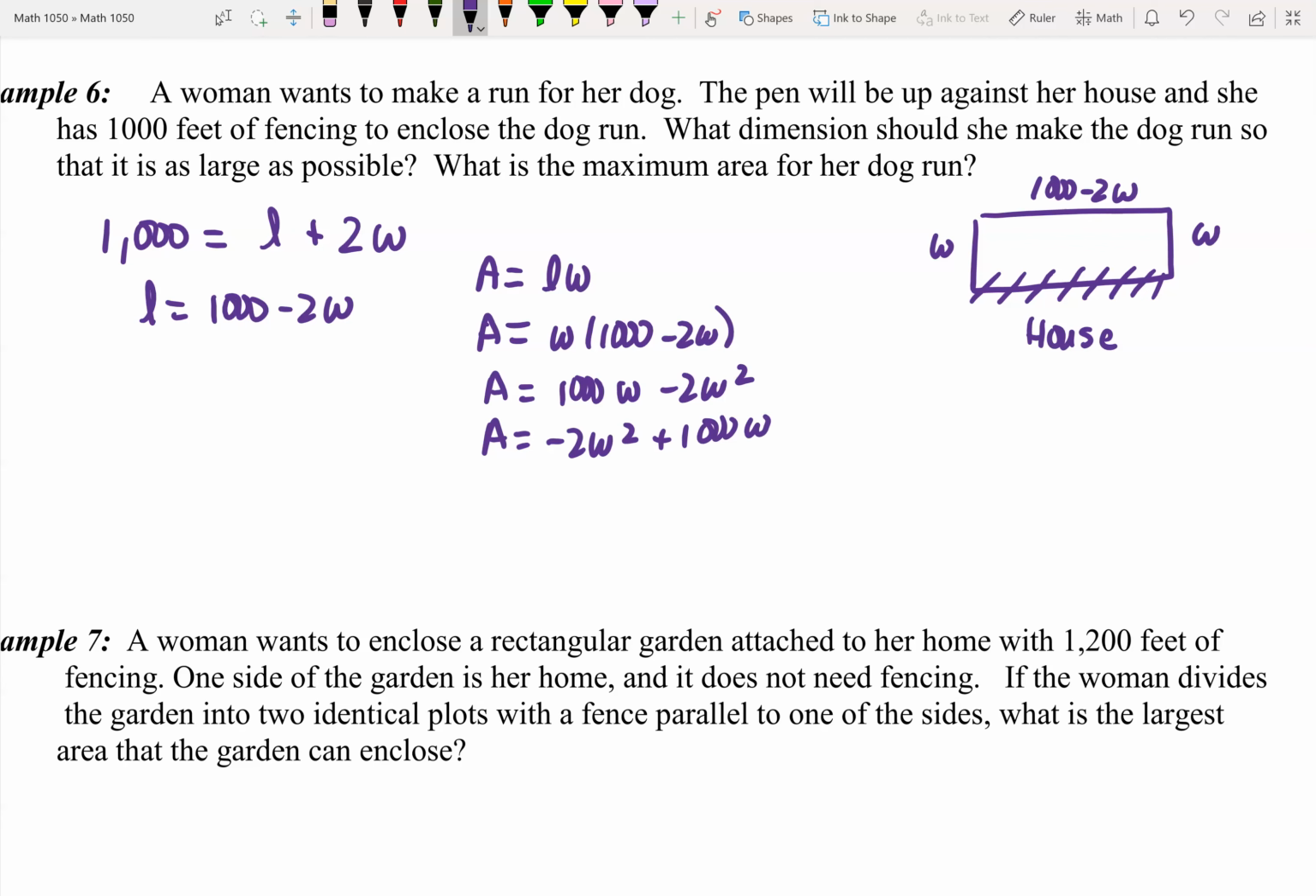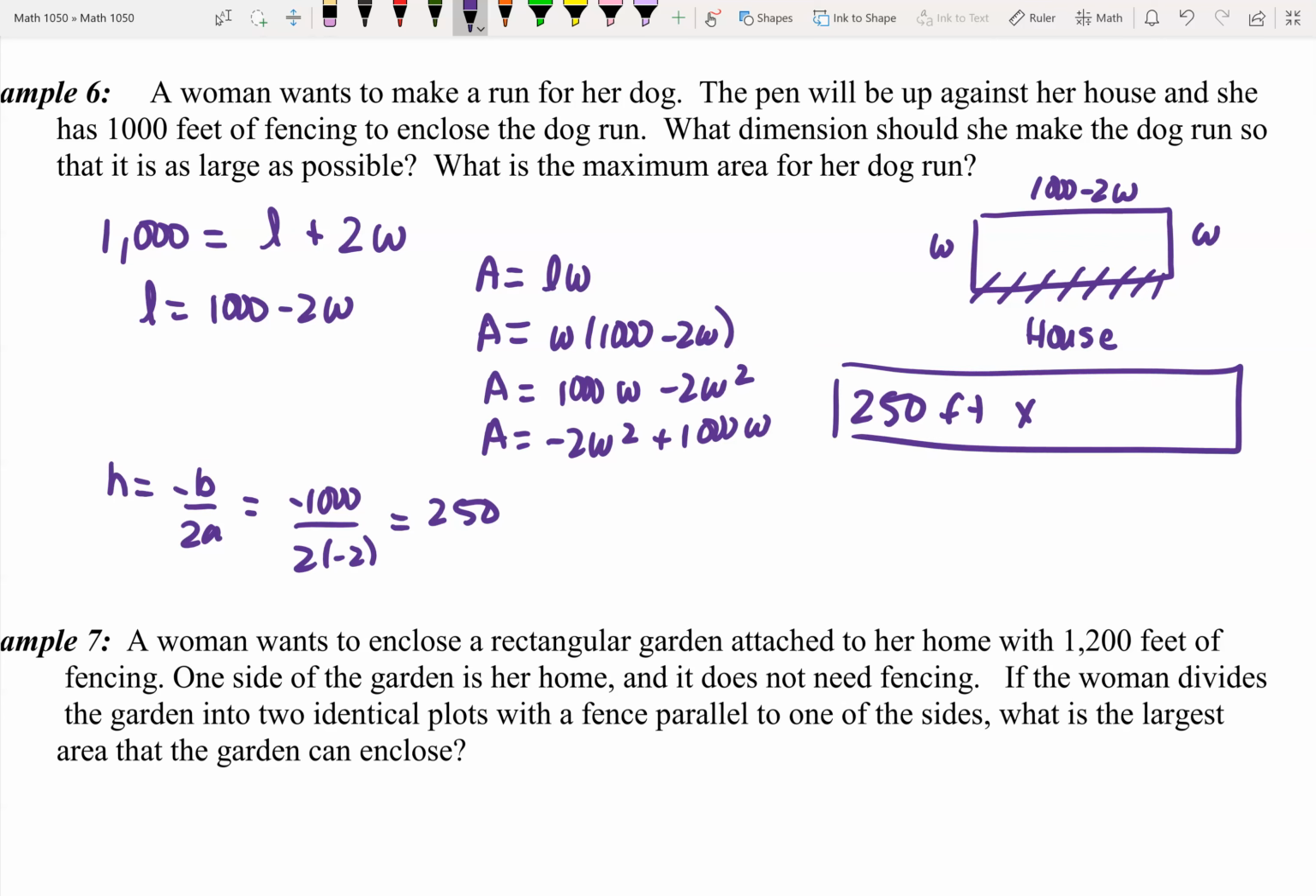Now we're going to maximize it. Look at the equation. What does the x coordinate of my vertex always stand for? It's always the width. So everybody go, h is negative b over 2a. That's negative 1,000 over 2 times negative 2. That's 1,000 divided by 4, which is 250. That's my width. Read the question. What dimensions? So my answer is going to be 250 feet by something.